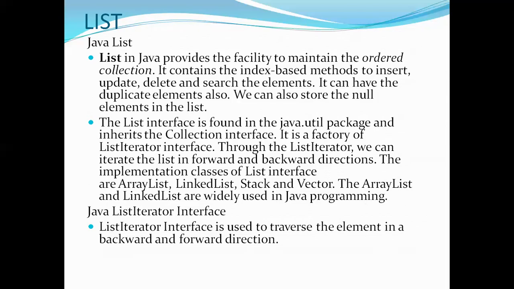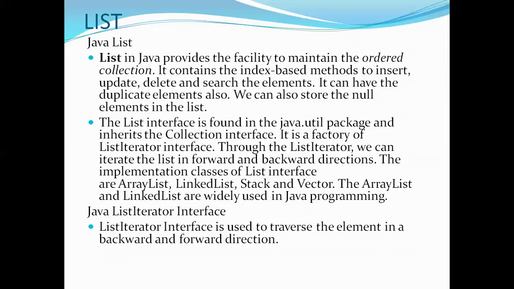And through the ListIterator interface, we can iterate the list in forward and backward directions. And what are the implementation classes of the list interface? Implementation classes are ArrayList, LinkedList, Stack, and Vector. Next is the Java ListIterator interface. The ListIterator interface is used to traverse the elements in backward and forward direction.